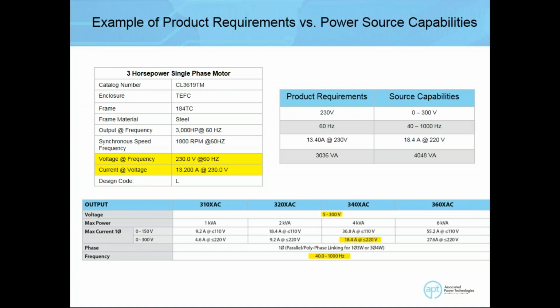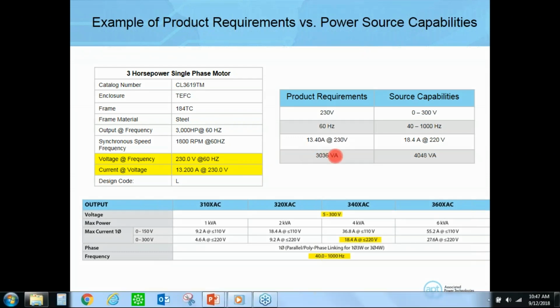Okay. Moving on. So again, this is just more of what we covered earlier. If I had a 3 horsepower single phase motor, if I was looking at the specifications that it requires 230 volts at 60 hertz, 13 amps needs to be drawn. 13 amps could be drawn at 230 volts. Multiplying these two numbers gives me a power requirement of 3,036 VA. Again, this is a little bit over my 3 kVA power supply if you had one, and then having a 4 kVA power supply would be sufficient enough to drive this load.